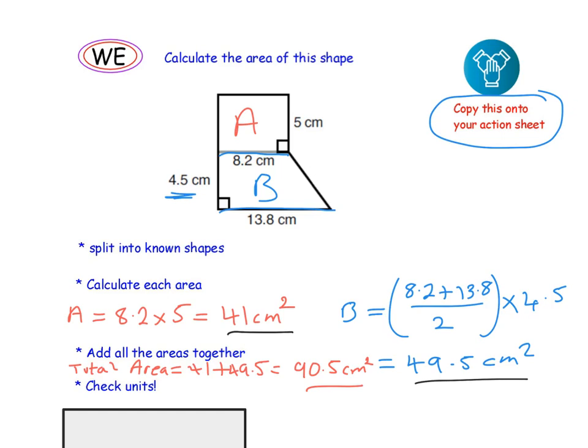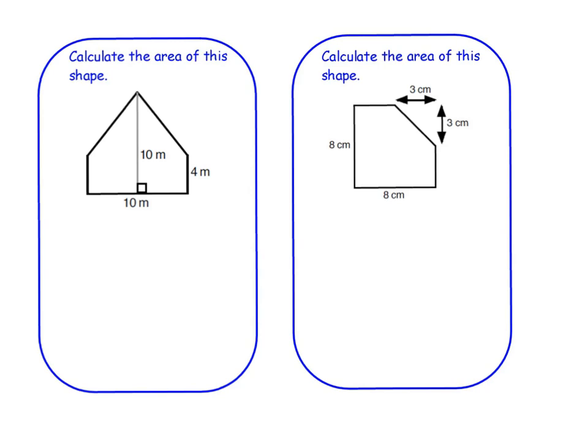Okay, hopefully you've got that onto your action sheet now, so you can refer back to that if you get stuck, because the next thing is to do the questions. Okay, got two questions. Calculate the area of the shape. You have different shapes. Try to break them down into shapes that you know, preferably using a trapezium if you can, but there are other ways of doing it. Pause the video, copy these onto your action sheet, show your workings out, have a go at answering those questions on your action sheet now, please.